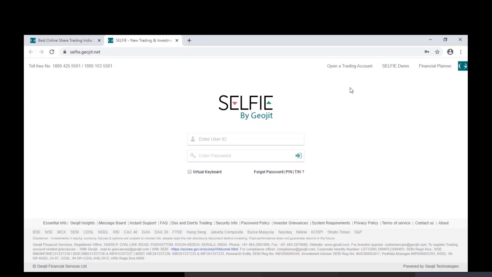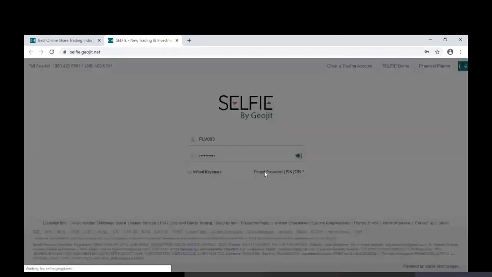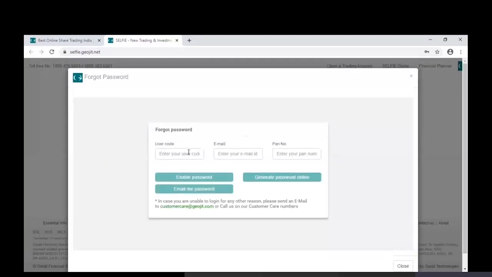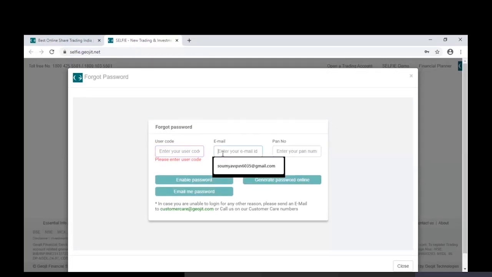if you forget your password and want to regenerate it, there is a very quick way of doing this. You can see the forgot password link. Just click on this, and you will see the screen appearing here. Enter the user ID, that's the trade code, and the email and the PAN number. Once you do this, click on the option generate password online.